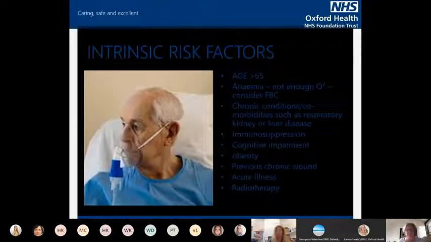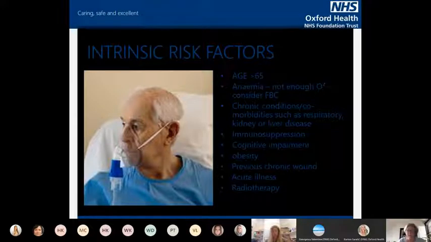So I'm going to go through some of the key intrinsic things that happen within our bodies that can impact on whether people get a wound, how well they heal, whether you're going to get delayed wound healing or not. These are common to all wounds. We are going to have a look at the key things of leg pressure and edema afterwards. So one of the key things is age. Over the age of 65 puts you more at risk of having a wound, as your skin is less robust, but also more at risk of delayed wound healing.